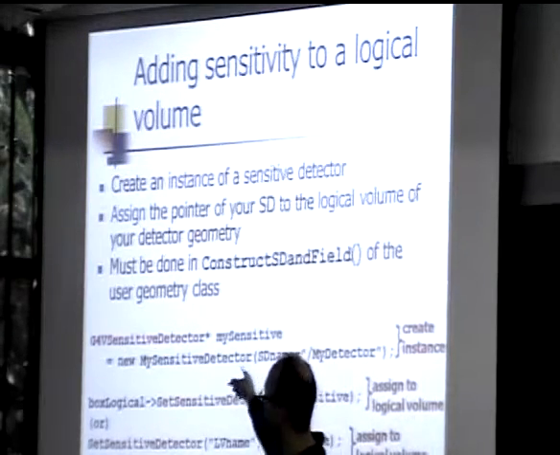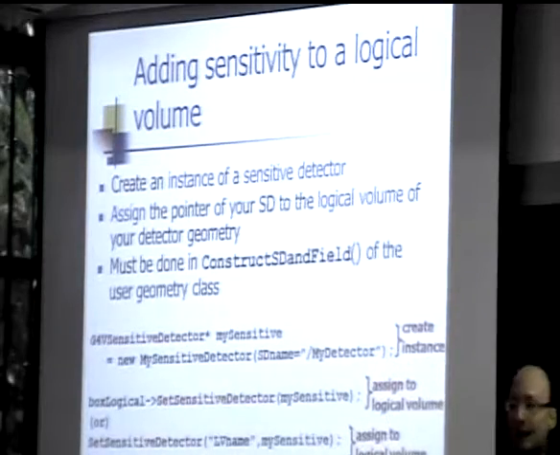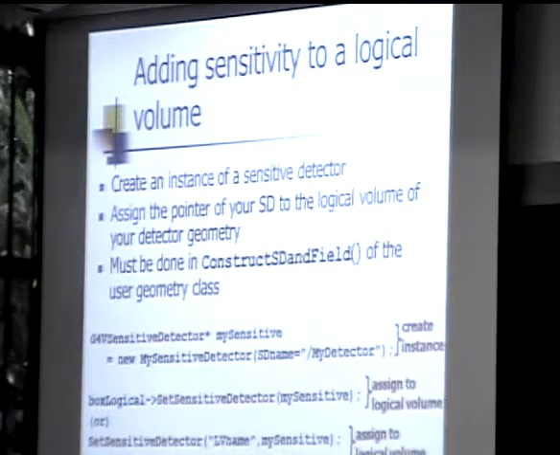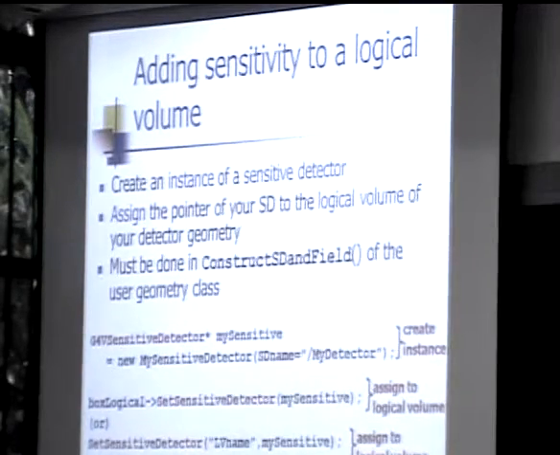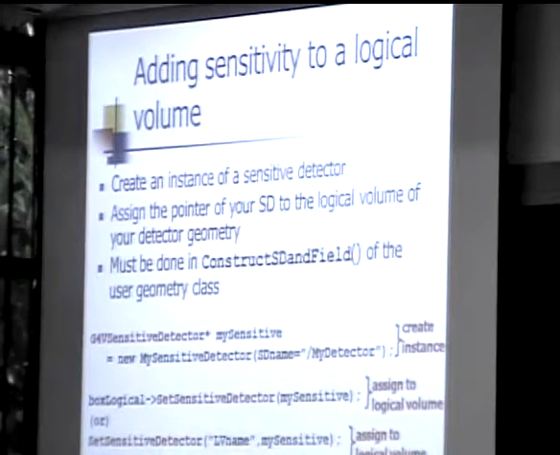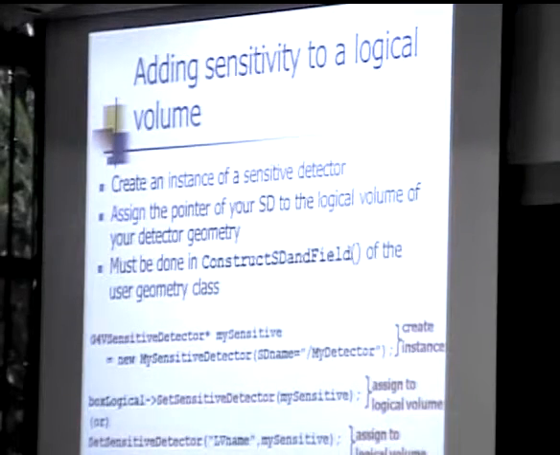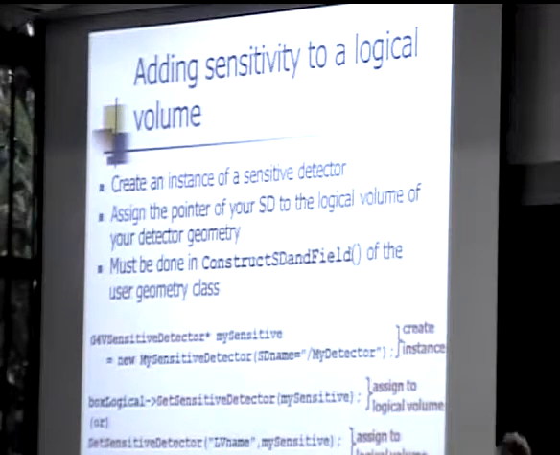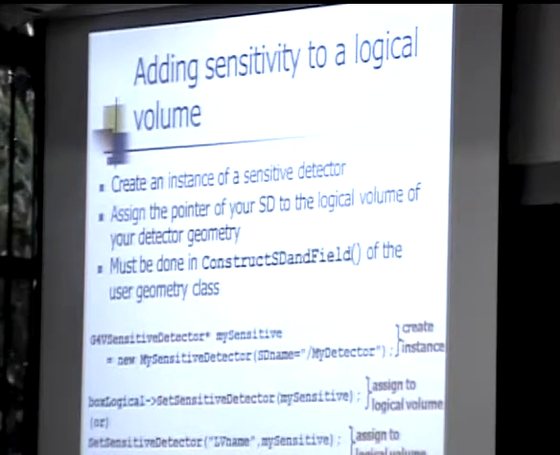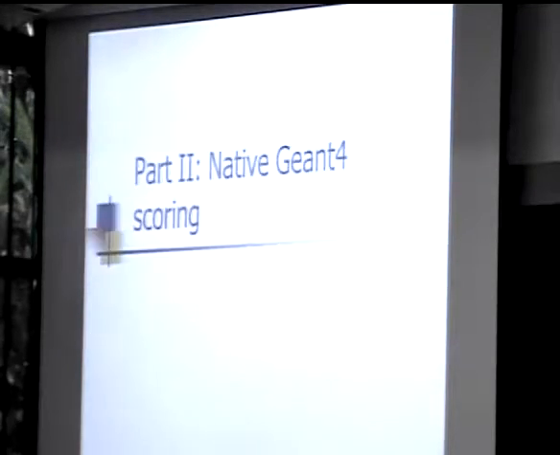And I'm not using a custom sensitivity, but I'm using a sensitivity which is one of those provided by GEANT4 by default. So the sensitivity is attached to the logical volume. The sensitivity is a property of a logical volume, not of a physical volume. So if you have a logical volume which is placed many, many times, all the copies will have the same sensitivity.